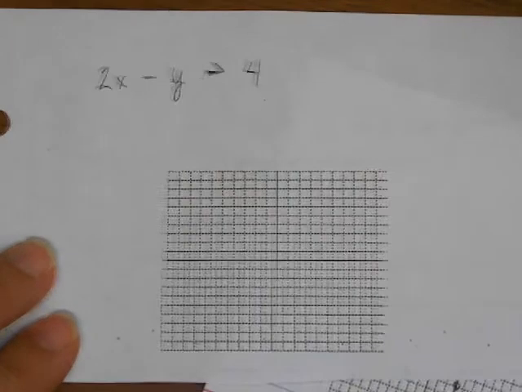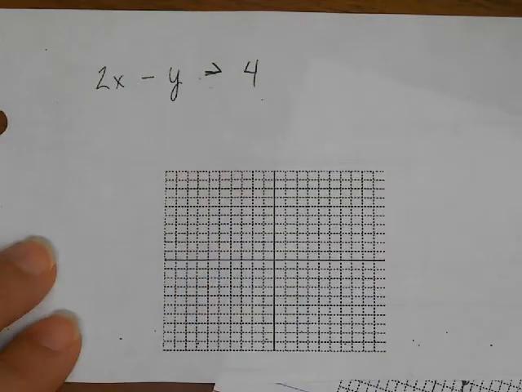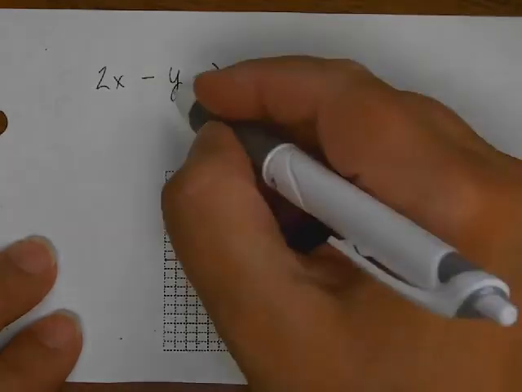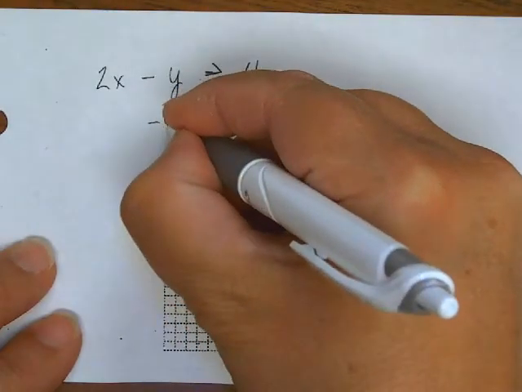Let's graph an inequality. So one way I could graph this is to solve for y and graph the slope and the y-intercept. Another way I could do this is by looking at intercepts. So it kind of depends on what you want to do. I think I'll do this one by moving it into slope-intercept form first.